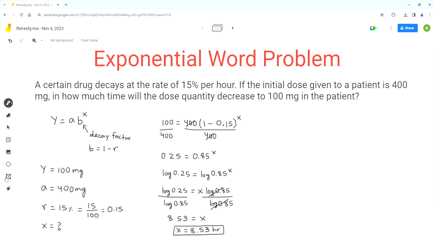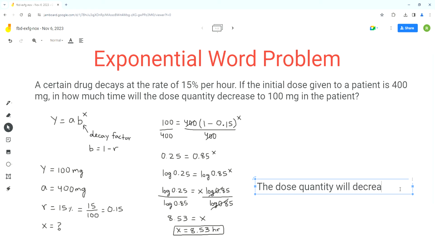Now since it's a word problem, we can write a closing statement for this problem. So the dose quantity will decrease to 100 milligrams in 8.53 hours.